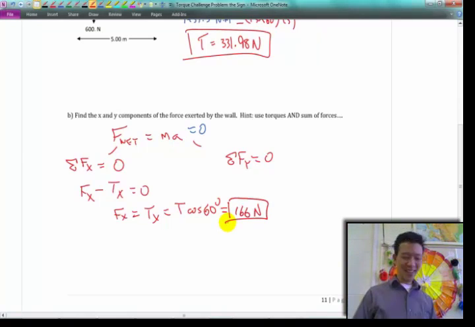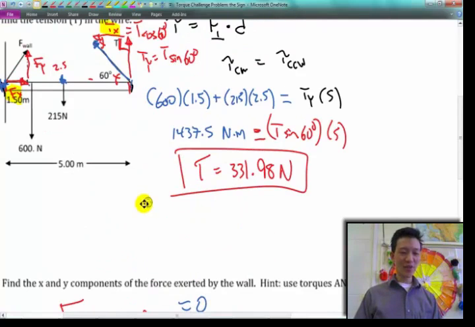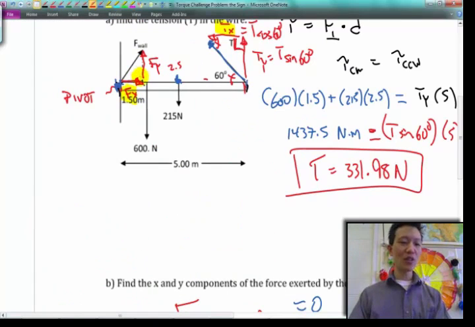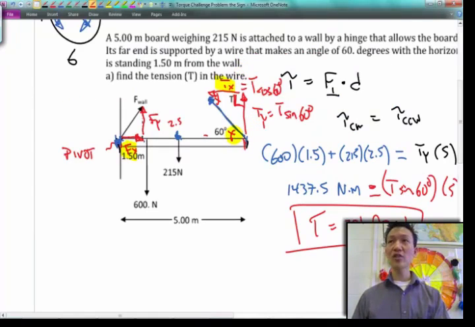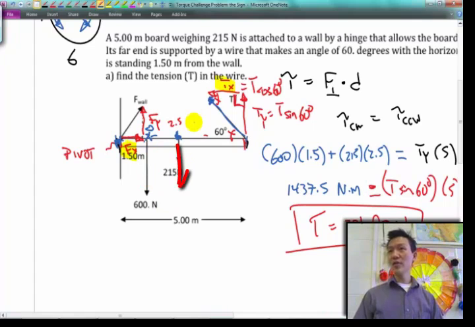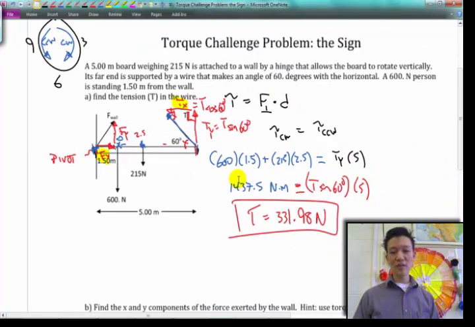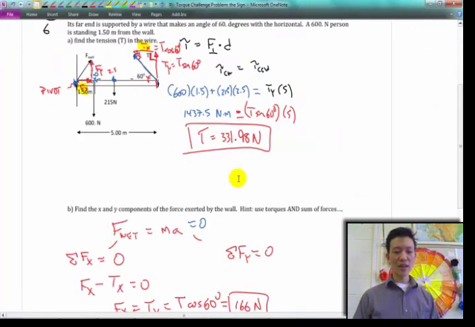Hang in there. We're almost done. In the y direction, what is going on in the vertical direction? Well, in the vertical direction, the wall is pushing up. What else is pushing upwards? The string in the y direction. And that's balancing out the weight of the person who's sitting on the board in the downwards direction and then the weight of the board. So once you picture it, the math is easy. It's just adding up and subtracting.